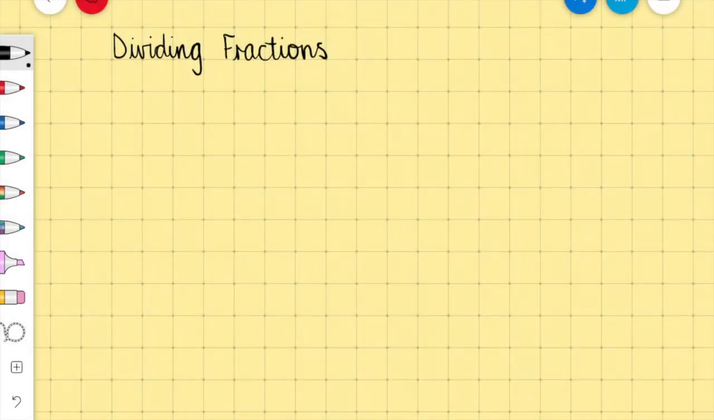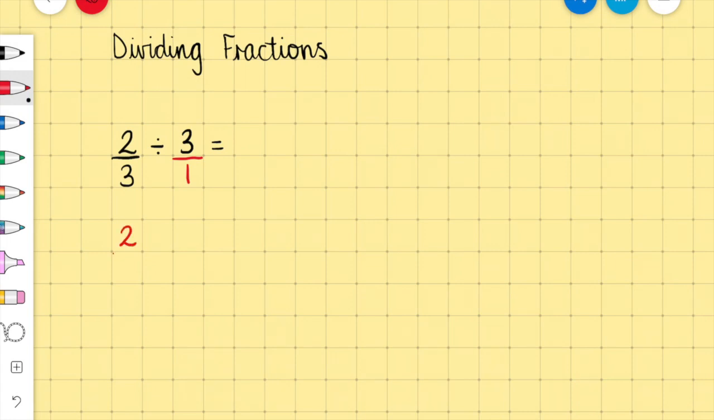So now that we know what to do, let's have a look at another example. This time we've got 2/3 and we're going to divide that by 3. We follow the exact same steps as before. We start by turning the 3 into a fraction. Again, it's 3 wholes, so we put it over 1.